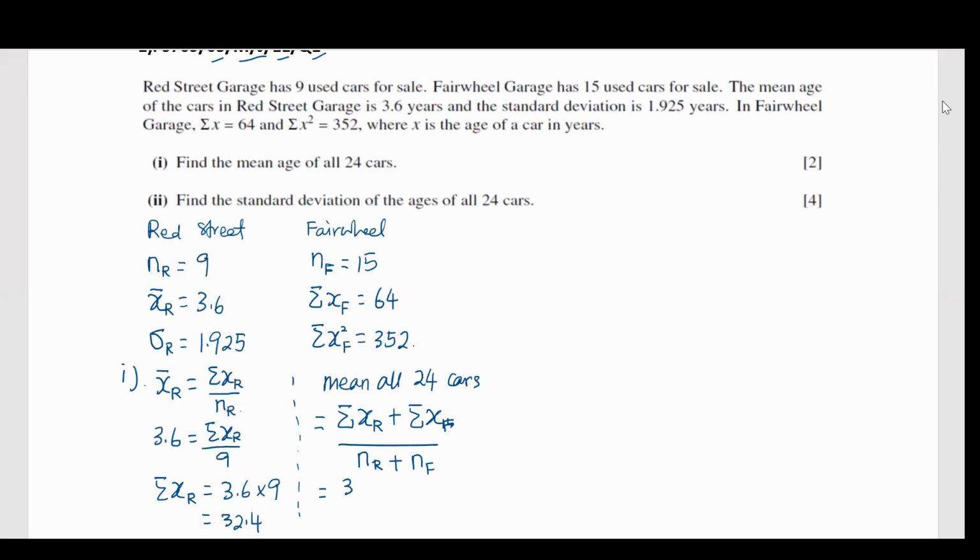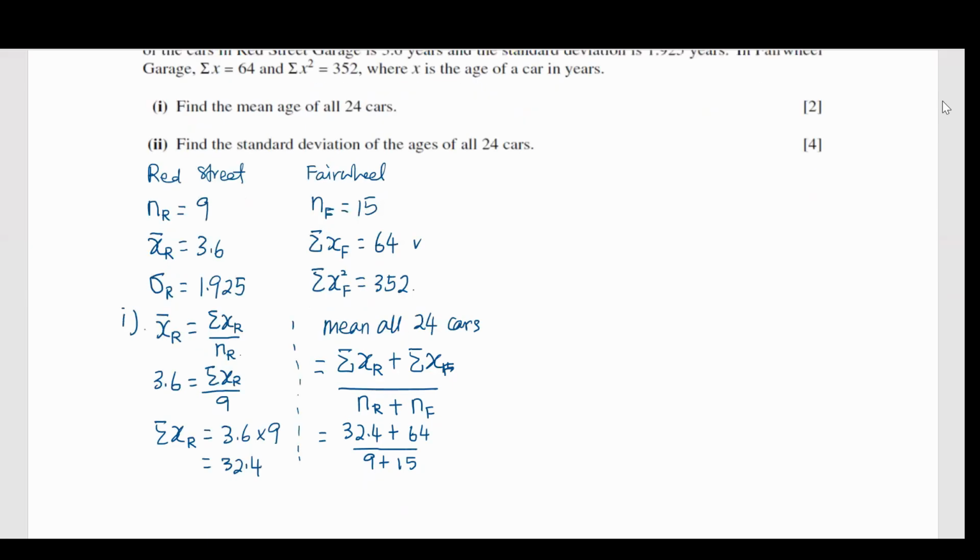So this 32.4 we found, and then 64 is given by the question, divided by the total Rake Street cars, 9, and the total Fairview cars, 15. All right, so we find out the mean, and we put it in fraction form, 241 divided by 60.